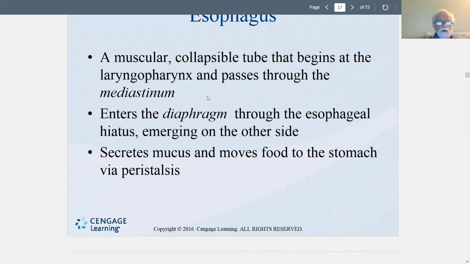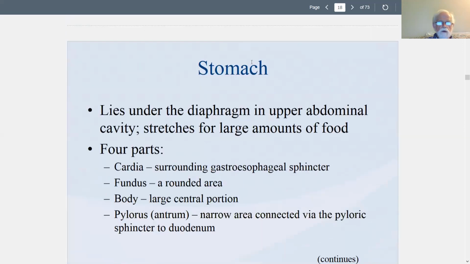The esophagus is a tube. We talked about that. It starts at the laryngopharynx and passes through the mediastinum. It enters the diaphragm through what we call the esophageal hiatus. This is the opening that gets ruptured in a hiatal hernia. Okay, so it secretes mucus and moves food to the stomach via peristalsis.